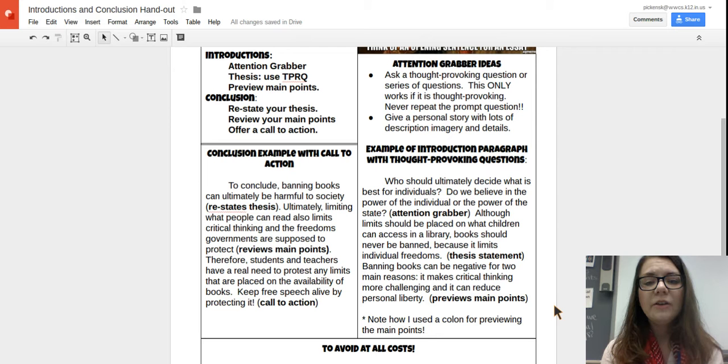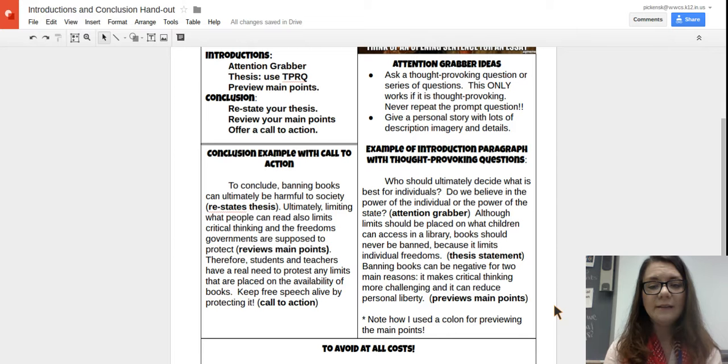Notice my attention grabber here is a really in-depth question that deals with questions of power, and I think that's something that interests people. But it doesn't just ask, do you think books should be banned? Because that doesn't really get our attention. So that's my attention grabber.